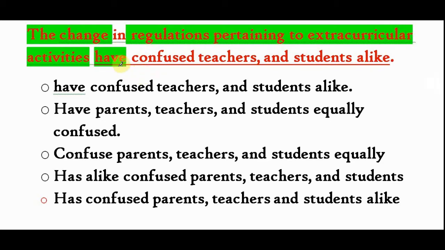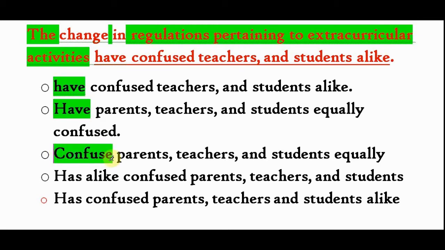You can go through it. By the way, rule number 1 is: whenever there is a phrase before the verb, the subject will be before the first preposition. And what is before the first preposition? That is the change, and change is singular. That's why it should be has, but it is have. So option A out, option B out, even option C out.